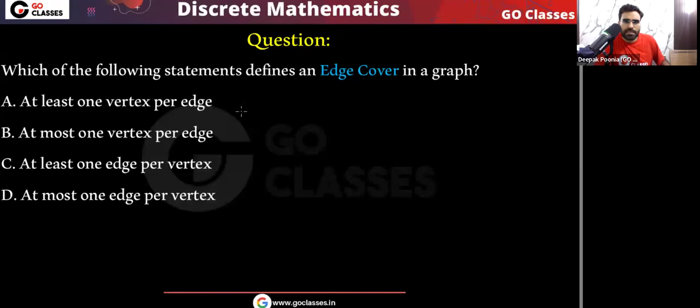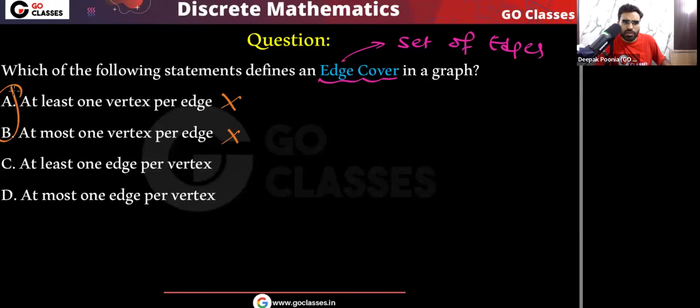So what will be the answer here? Edge cover is a set of edges, as you already know. This is not a set of vertices, this is a set of edges. So options A and B are gone, because options A and B are basically sets of vertices. You can see at least one vertex per edge, at most one vertex per edge. So these two options are gone.